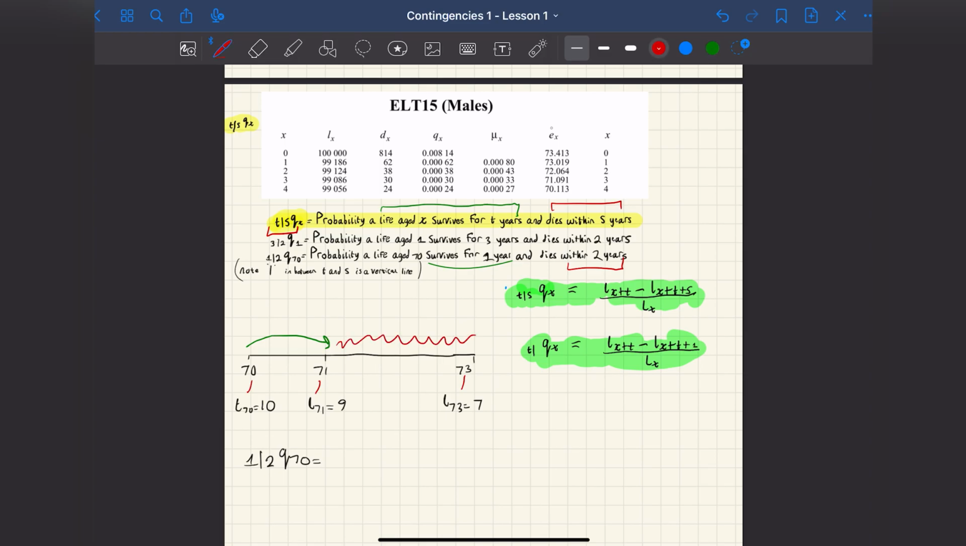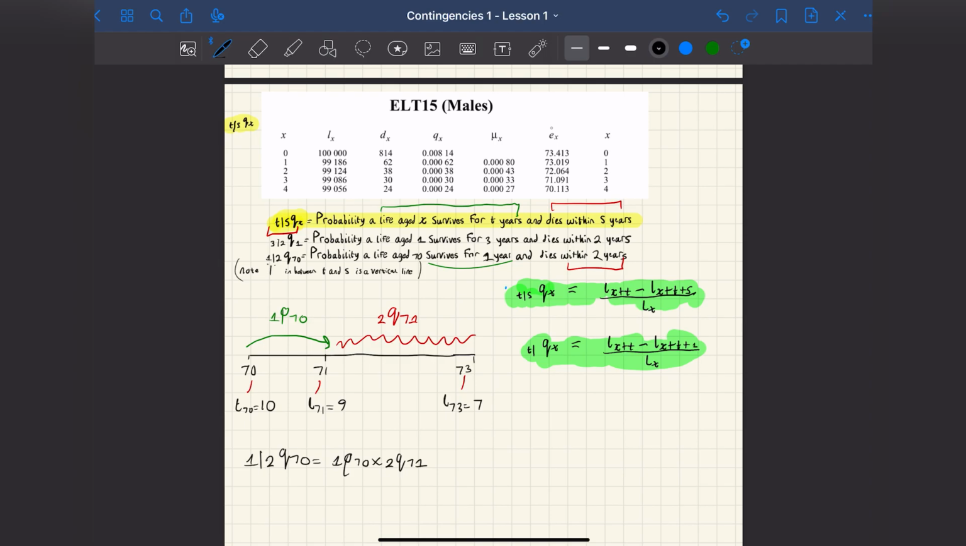between 71 and 73. So the probability a life age 70 survives for 1 year is just 1p70. The probability a life age 71 dies between 71 and 73 is just 2q71. Therefore, 1 vertical line 2q70 is 1p70 multiplied by 2q71.